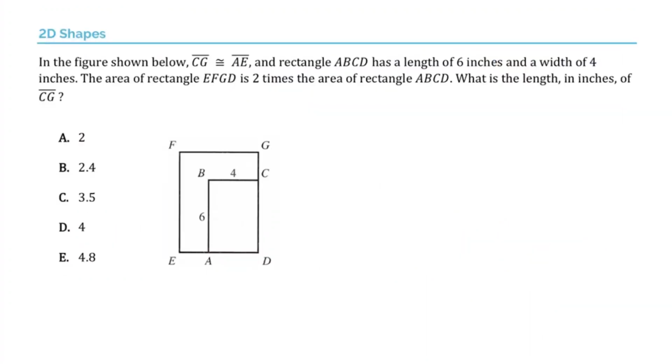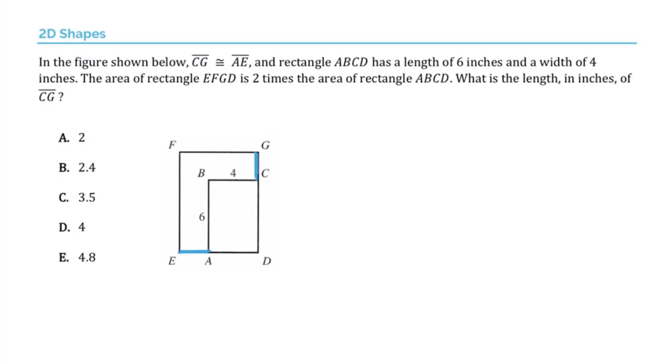2D shapes, we're going to do two questions together. One is going to focus on rectangles, one is going to focus on squares, which are the two most frequently tested two-dimensional shapes on the SAT and the ACT. So here we go. In the figure shown below, CG, I'm going to label it right here, is congruent to AE. If two things are congruent, that means that they are the same length.